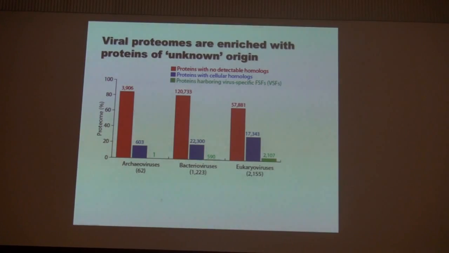So when you do this, there's no surprise here: if you're doing genomics and bioinformatics, you're going to find this. Viral proteins are enriched with proteins of unknown origin. So when you look at the 5,000, you're going to see that the vast majority are proteins with no detectable homologs when you use sequence analysis. Then you're going to see a fraction that is proteins with cellular homologs, and it's a substantial fraction.